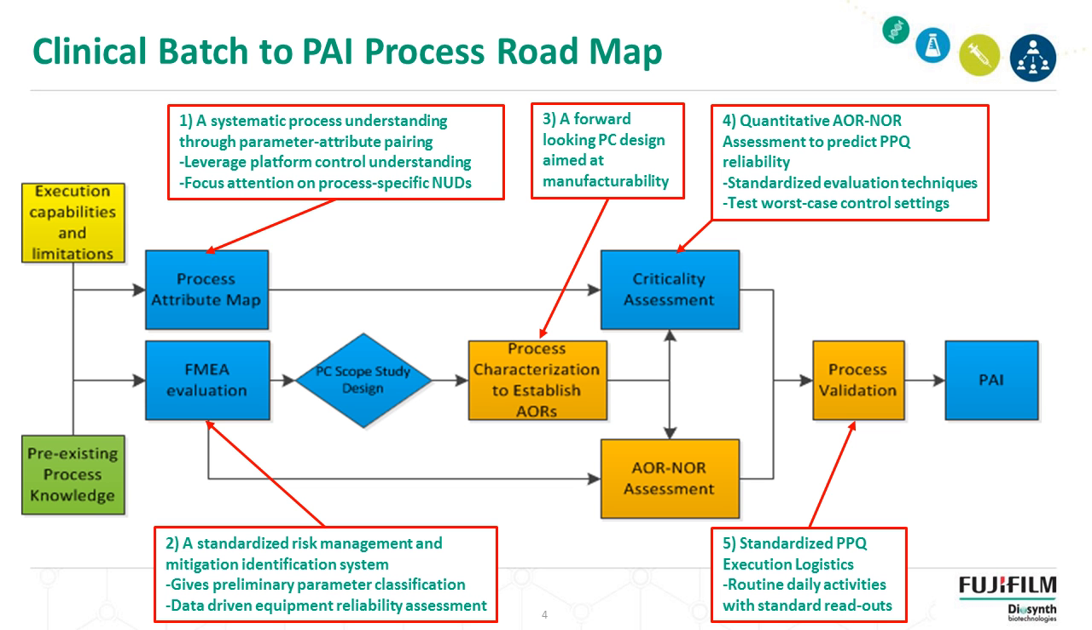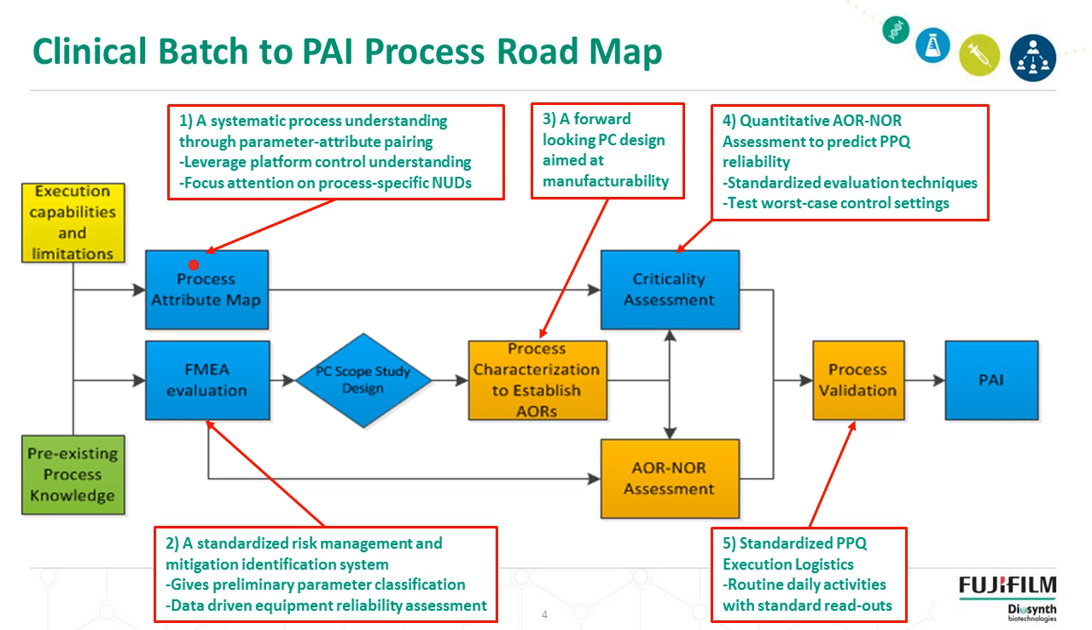I'm a very visual person, so I always think in flowcharts, and the basic progression from GMP through to PAI can be seen in this flowchart. This flowchart represents the progression from GMP on the left through to PAI, and begins with an understanding of both our equipment capabilities and process knowledge.